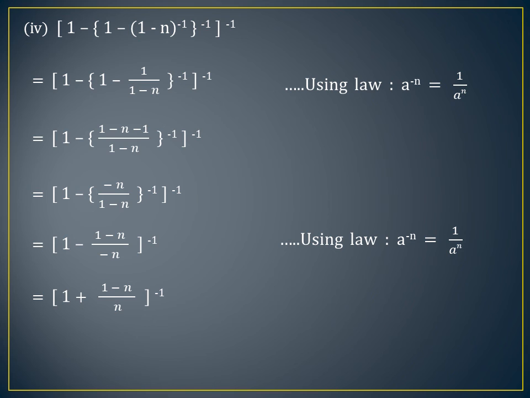Again, taking the LCM, we'll have (n plus 1 minus n upon n) the whole raised to minus 1, which is 1 upon n raised to minus 1, and that gives us the answer as n.